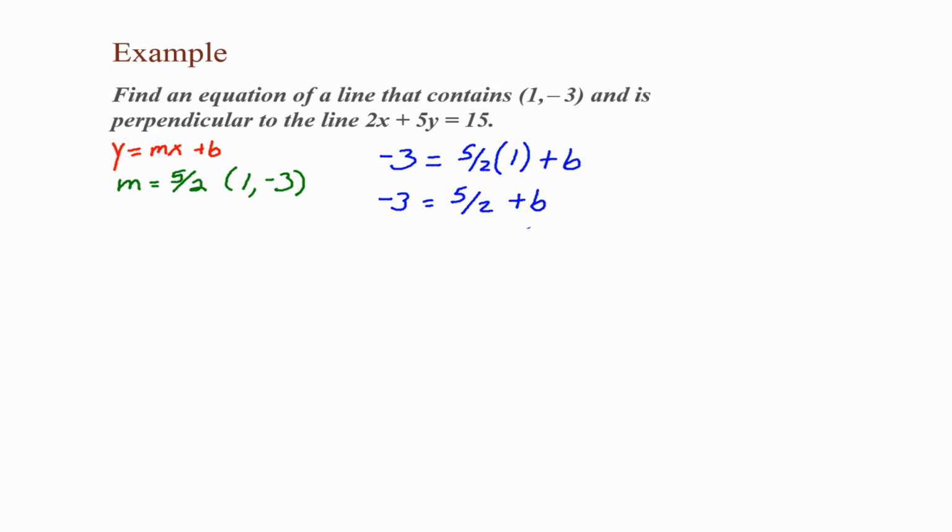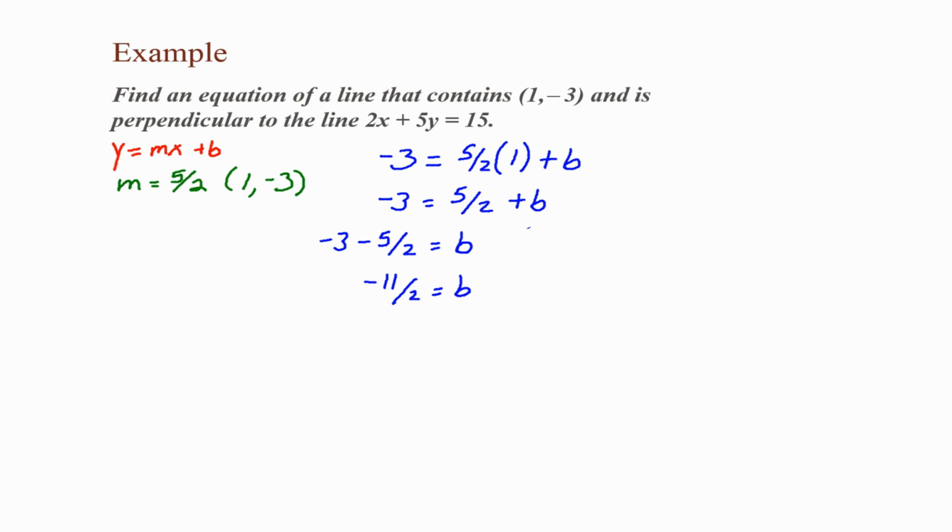I want to subtract 5/2 from both sides. So I have -3 minus 5/2, which equals b. And that gives us -11/2 equal to b.